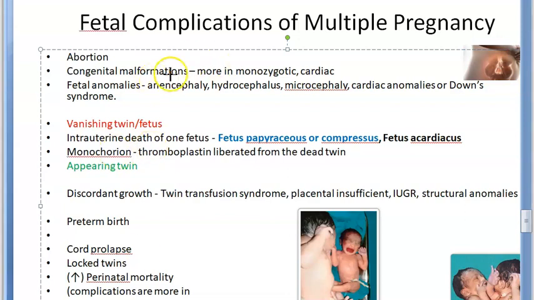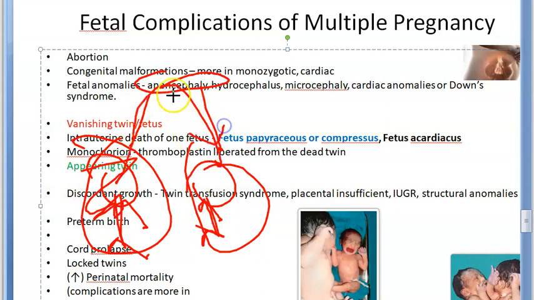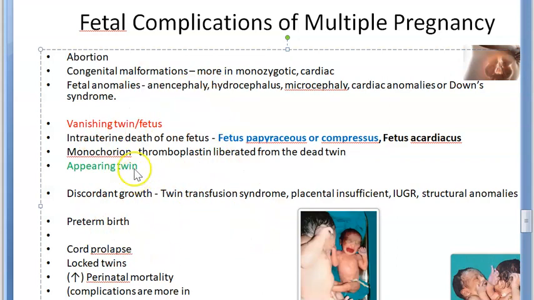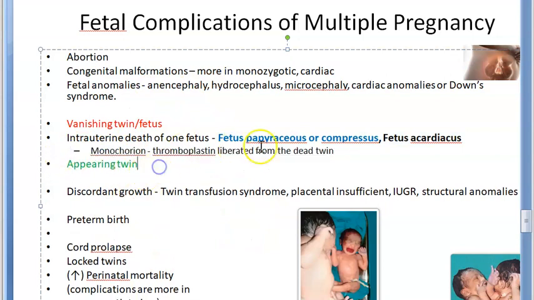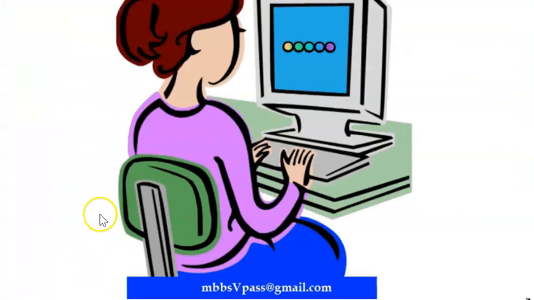So what will happen if there is a single placenta? Something like this, let us say, if there was a single placenta, in these cases, if there is death of one, the thromboplastins can reach and it can be harmful to the other baby. So that can happen. So intrauterine death of one fetus is not as simple as a scavenging kind of job. Now let us come to this terminology, appearing twin, guys. Appearing twin means is as simple as this.